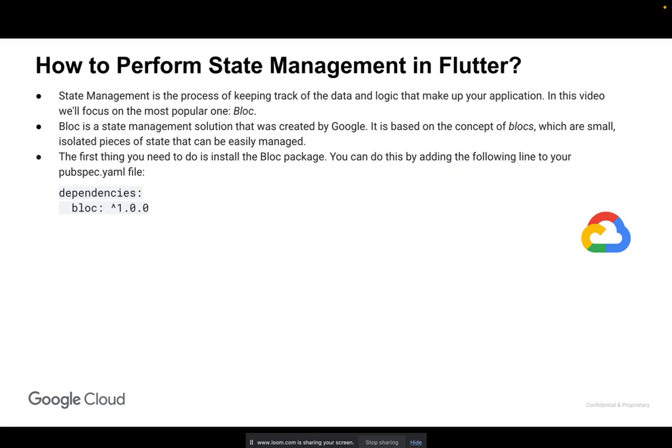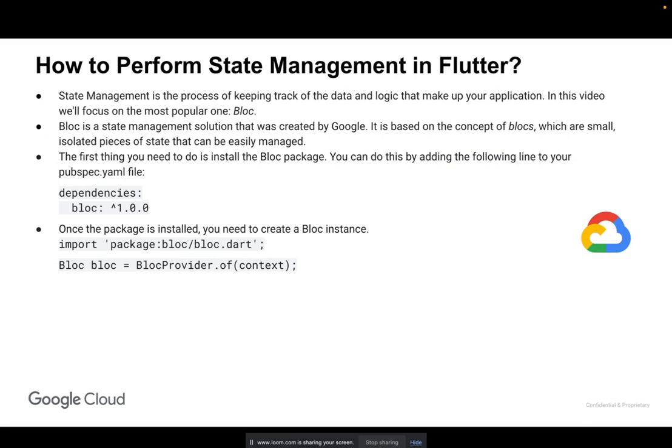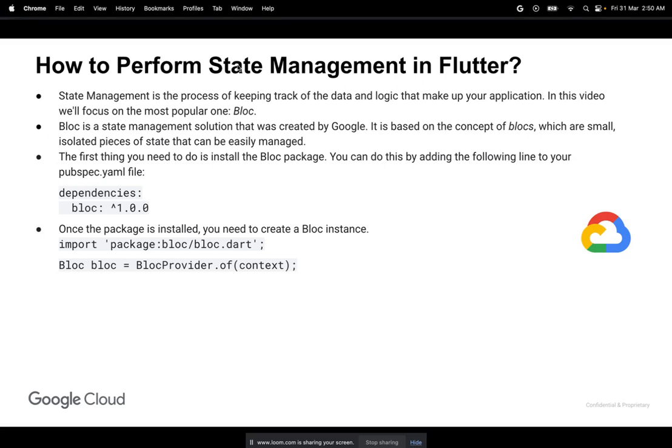Once the package is installed, you need to create a Bloc instance. This can be done by adding the following line in your main.dart file. So as we can see, we have imported the Bloc package and then we have created an instance of Bloc called Bloc. The BlocProvider.of function takes a build context object as an argument. This object represents the current state of the application and it is used to create a Bloc instance.